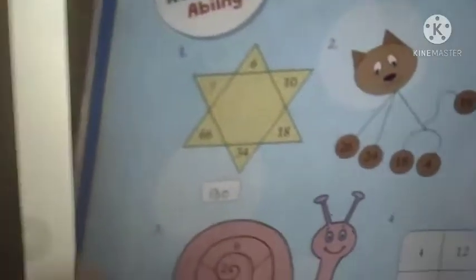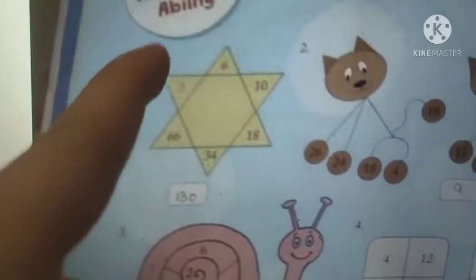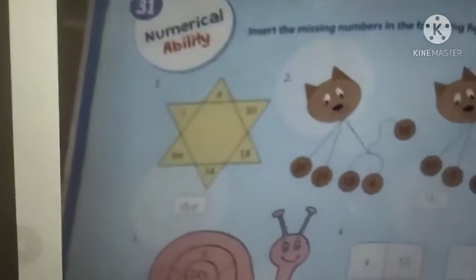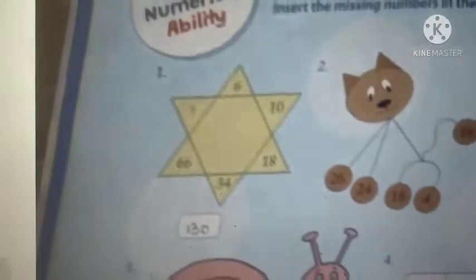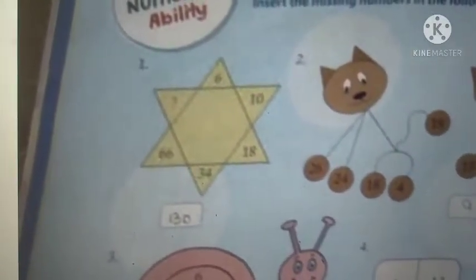First one: 6, 10, 18, 34, 66 is given. Only one number is not given. We have to find it. In this, they have used only a very small, interesting trick. If you just listen keenly, you will easily understand.